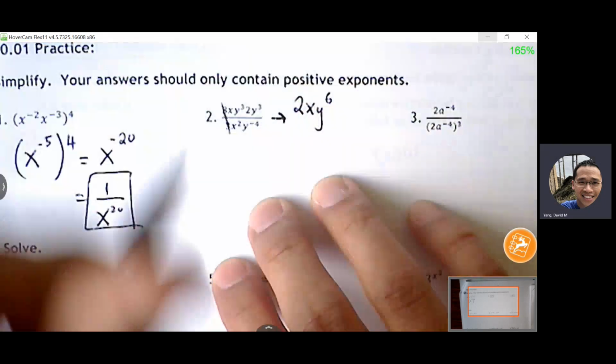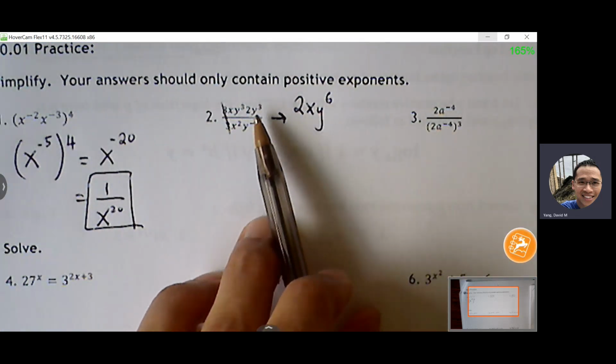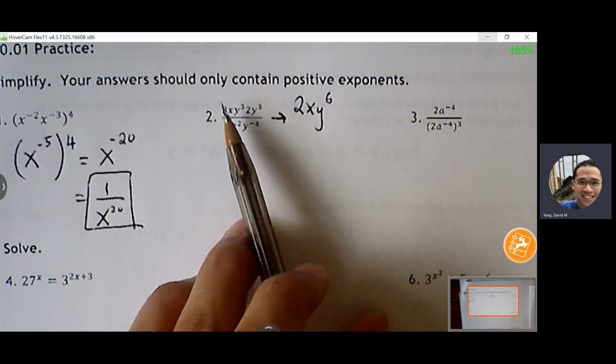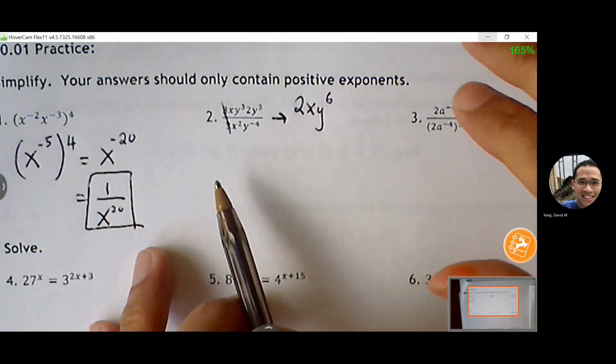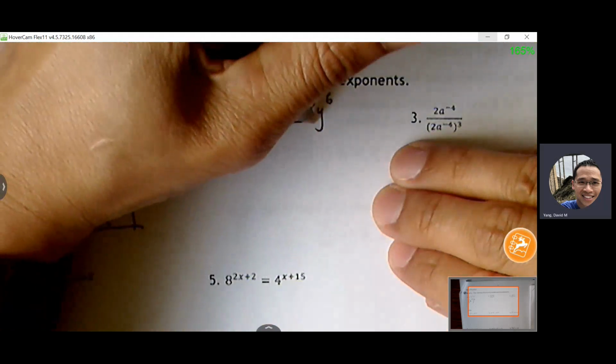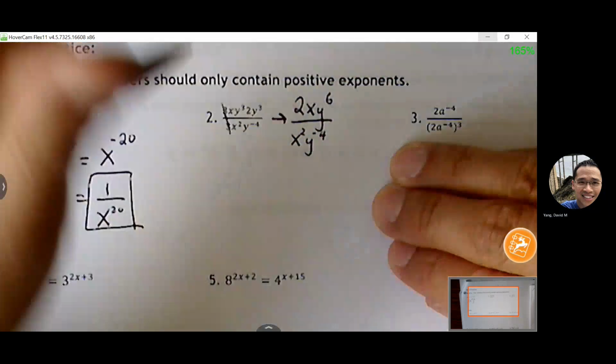2xy to the 6. Notice that if I have variables y to the third times y to the third, right? That's not an exponent next to an exponent. The way I combine it is I got to add those exponents. Okay, denominator, I'll leave it as x squared y to the -4.